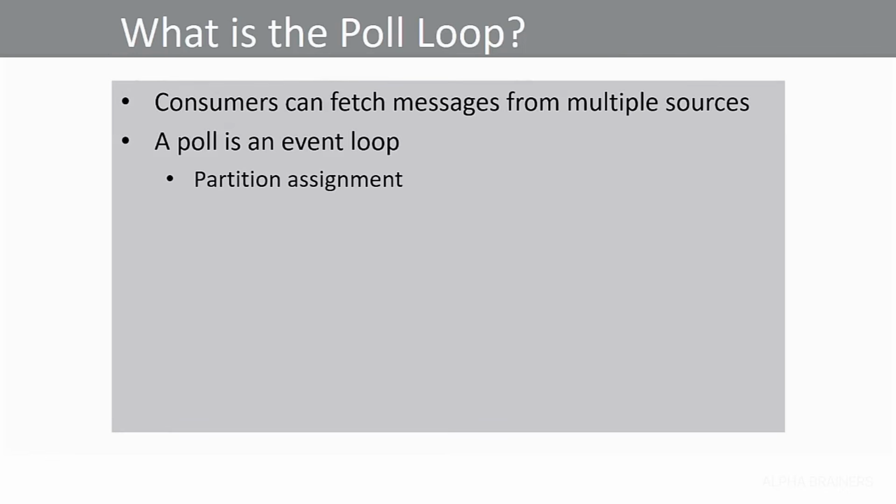So during the pull loop, one of the things that could happen is partition assignment. When a consumer first starts up, it'll do a pull loop. It'll ask the consumer leader, hey, what partition can I actually read from? And then the partition assignment will occur at that point in time. Another important thing that happens during the pull loop is message fetching. That's when it actually fetches the message from the partition it's reading from. Another event that might occur during a pull loop is rebalancing.